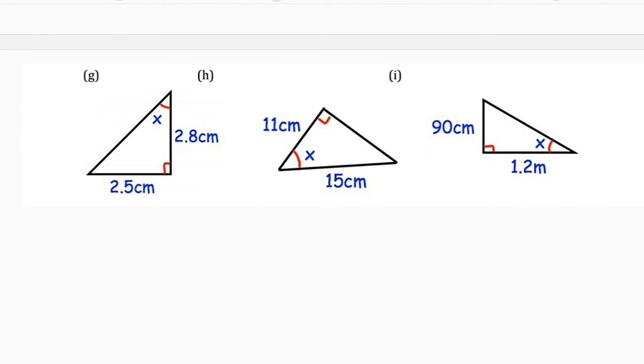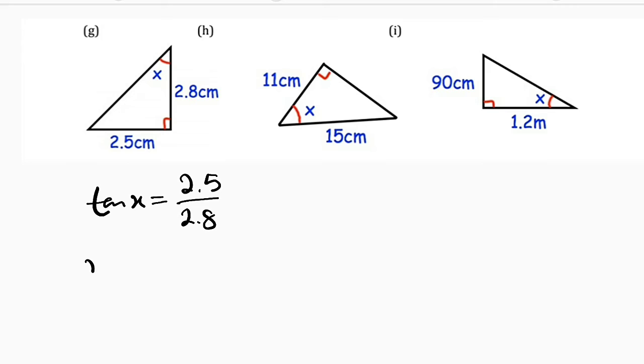These questions are so much similar. You can see that this is the opposite side and this is the adjacent side. Use tangent of x equal to opposite, that is 2.5, divided by the adjacent side, which is 2.8. Take tan inverse of both sides. We have x equal to tan inverse of 2.5 divided by 2.8. Use your calculator, press everything.